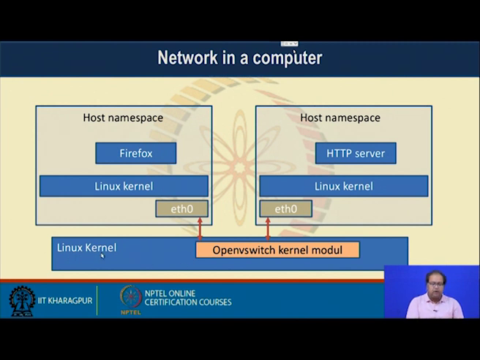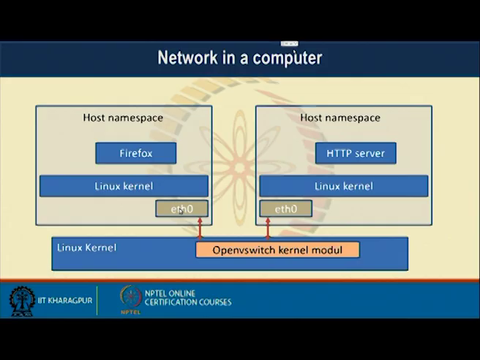So, here you have your Linux kernel. In that Linux kernel, you have this Open vSwitch kernel module, which runs the switching functionalities by taking a virtualized instance of the TCP/IP protocol stack, and then you have two different host namespaces. These two host namespaces again have a virtual instance of these 5 layers of the TCP/IP protocol stack, and on the application side you are running Firefox, then you have a Linux kernel which has this virtual implementation of the protocol stack, and then the eth0 which is a virtual link connected to this Open vSwitch kernel module.